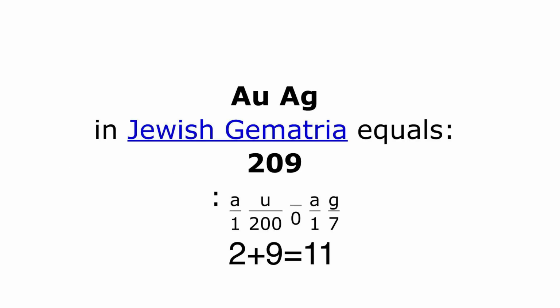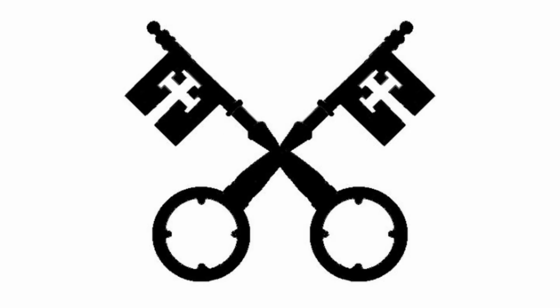And I couldn't believe it, I was shocked. 209, 2 and 9 equals 11. So silver and gold together equate to 11. Now look at these papal keys here. I've done it in black so it's a lot easier to follow. What number do they look like? Well, for me, each key represents 1. So 2 keys together represent, yes, you got it, 11.